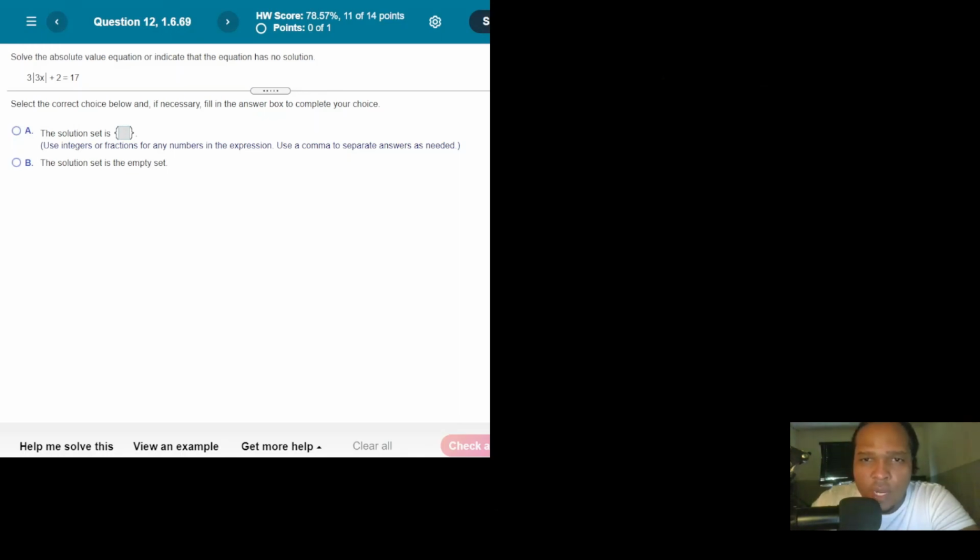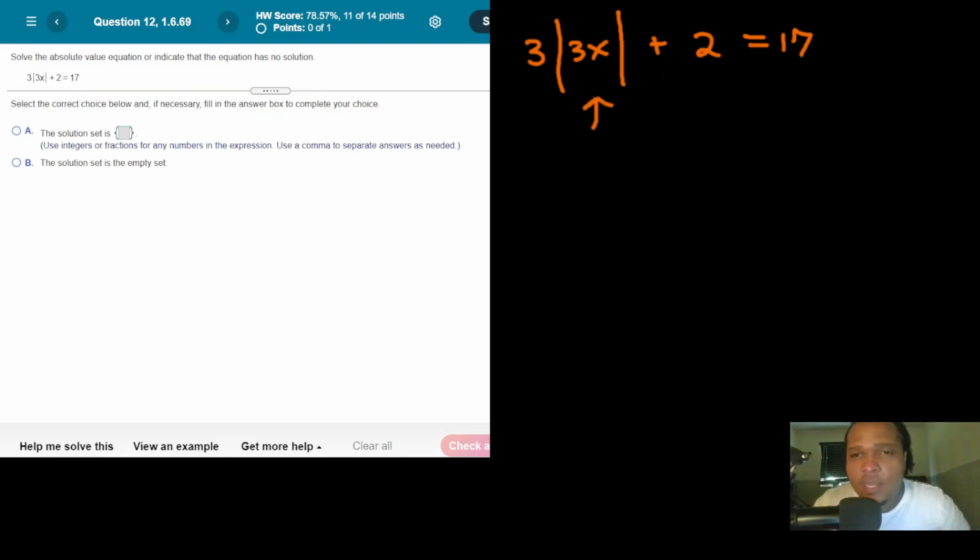So we have 3 times the absolute value of 3x plus 2 is equal to 17. Okay, there are a few things here. We really want to get this guy here by itself, but there's a lot of other things in the way. We have the 2 sitting here, and we also have the 3 sitting here on the outside. I want you to always get rid of the thing that's furthest away from what you're looking to solve.